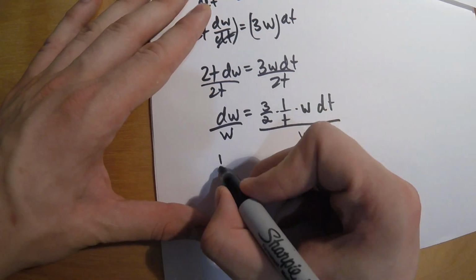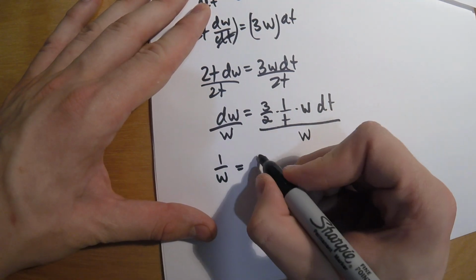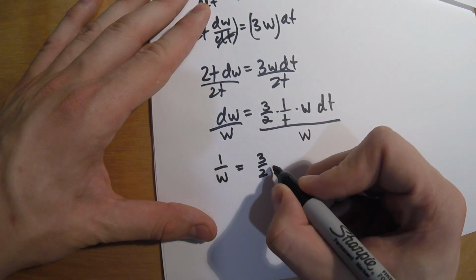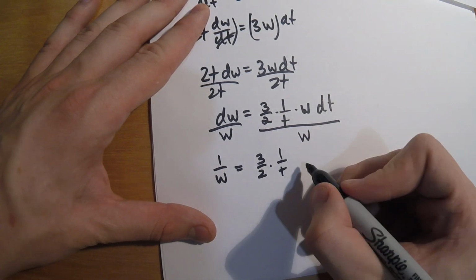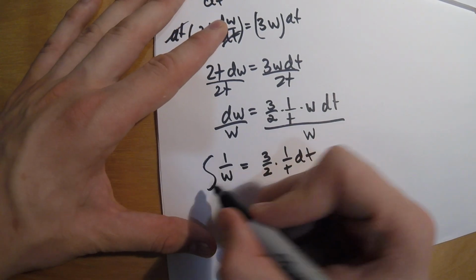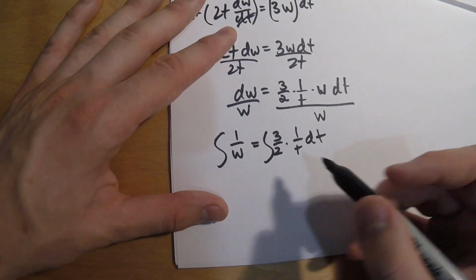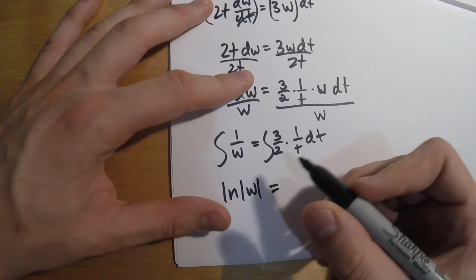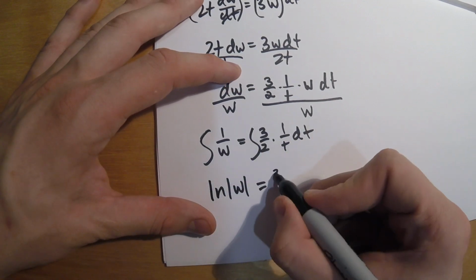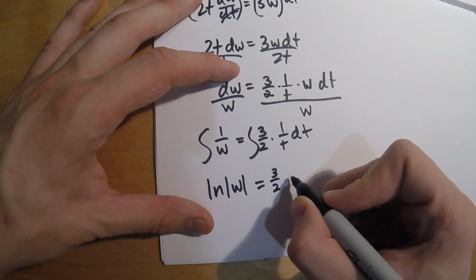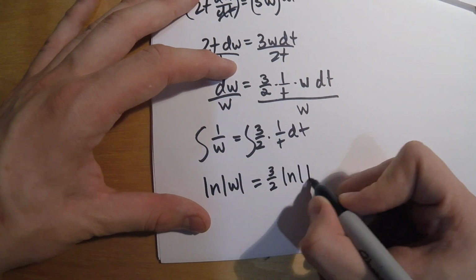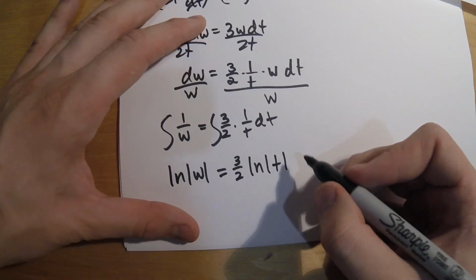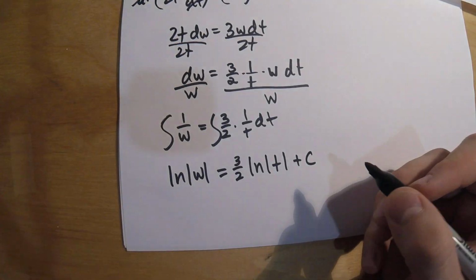Divide this side by w. So we have 1 over w dw equals 3 over 2 times 1 over t dt. Okay, then we can take the integral of both sides. So this one will be ln of w equals, this is a constant so it comes out, 3 over 2 ln of t plus c.